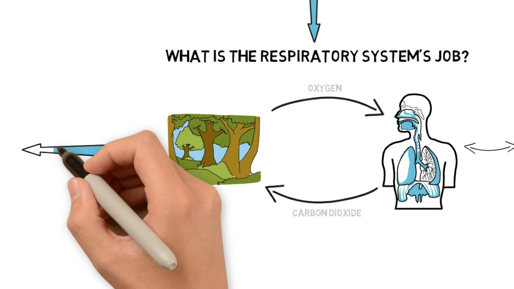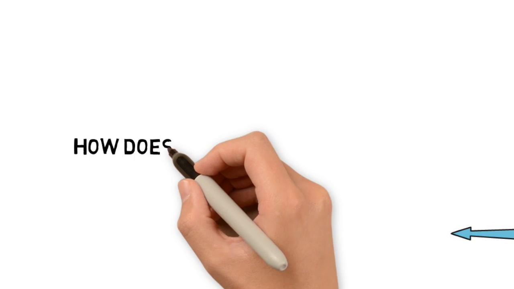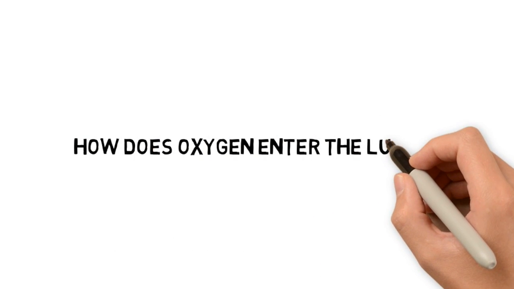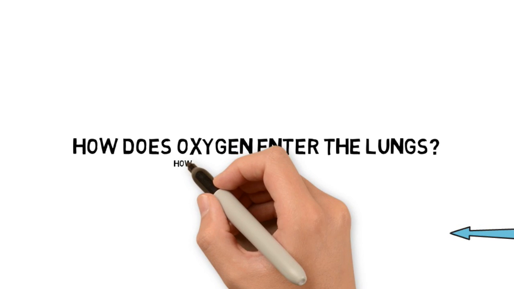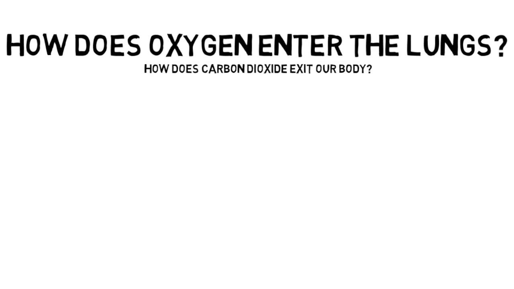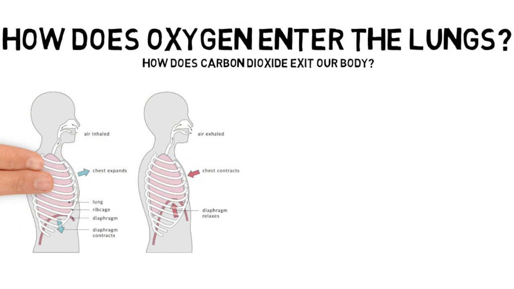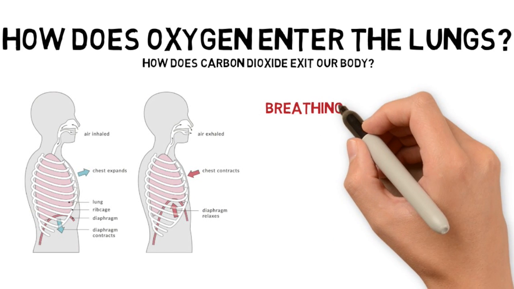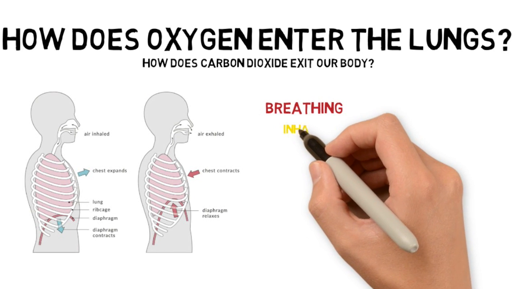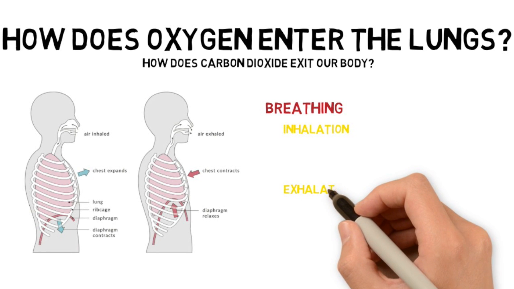Since we now understand the job of the circulatory system, we can move on to learn: how does oxygen enter the lungs? And how does carbon dioxide exit? Oxygen enters and carbon dioxide exits through a process called breathing. Breathing is the result of a combined action of the diaphragm and intercostal muscles. Breathing can be broken into two parts: inhalation and exhalation.